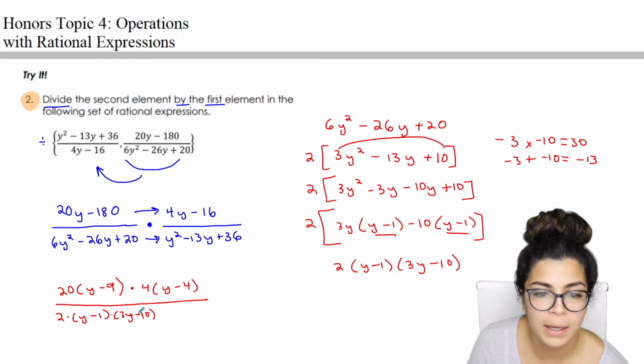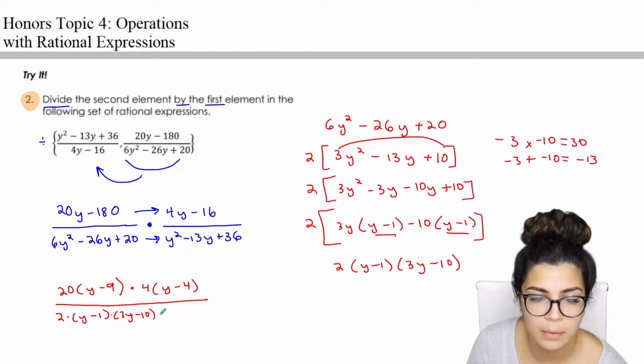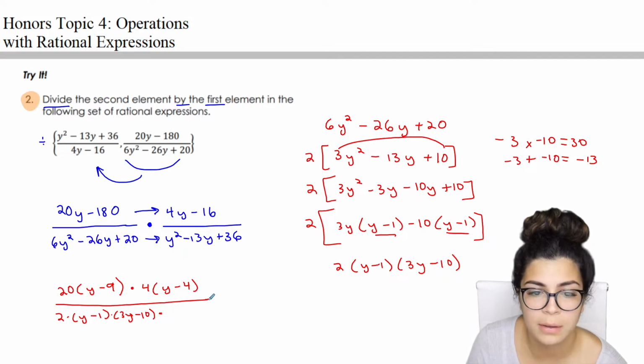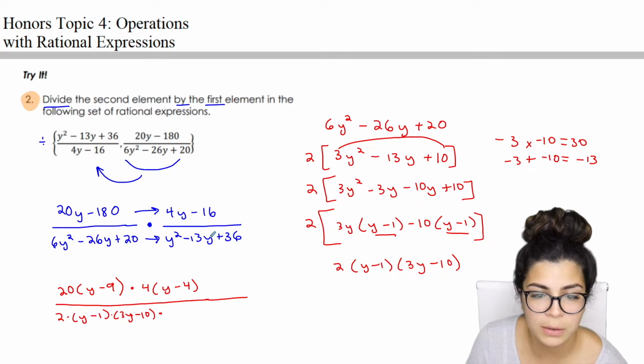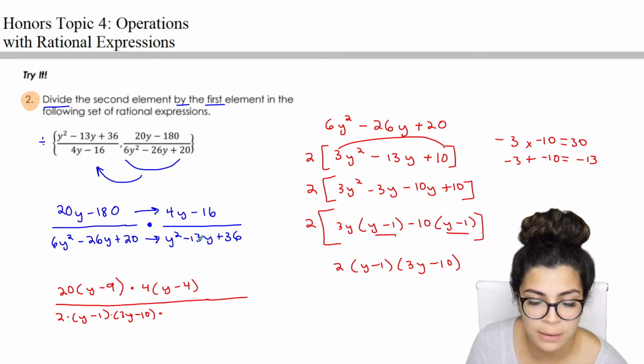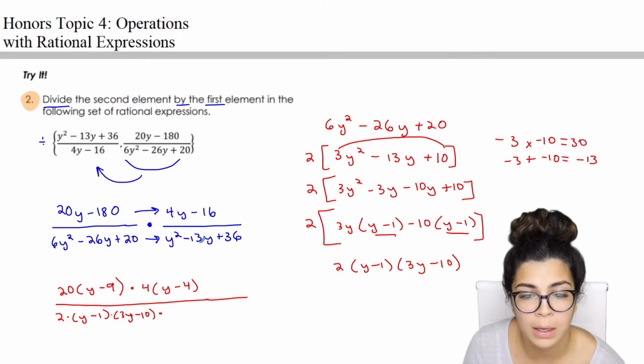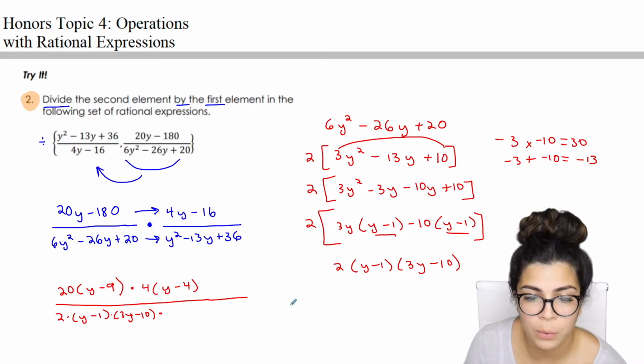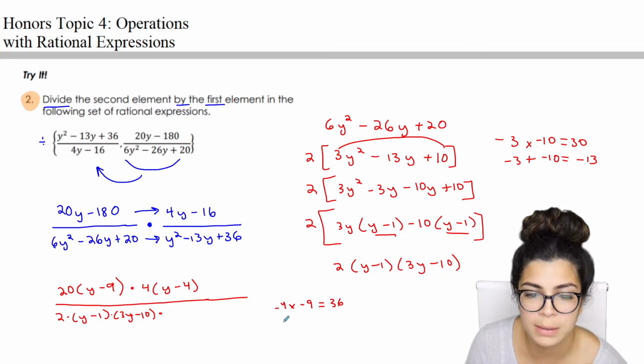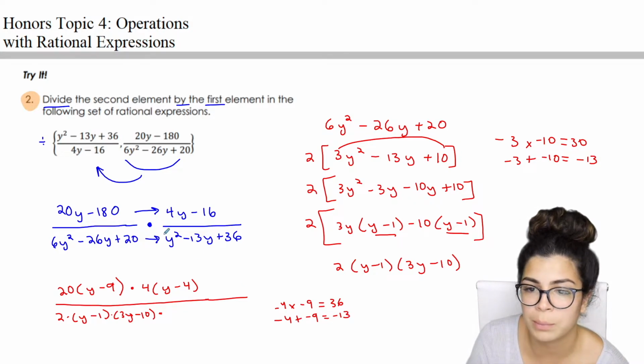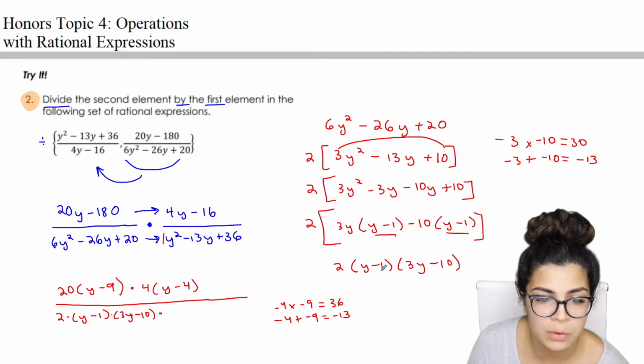And then I'm multiplying times this trinomial. Now, what multiplies to 36 and adds to negative 13 would be negative 4 times negative 9 is 36, and negative 4 plus negative 9 is negative 13. But this coefficient is 1, so I don't have to break up the middle like I did here. This will just factor into y minus 4 times y minus 9.